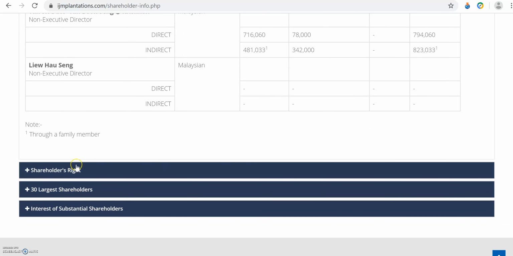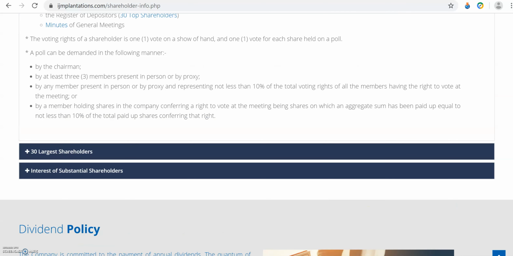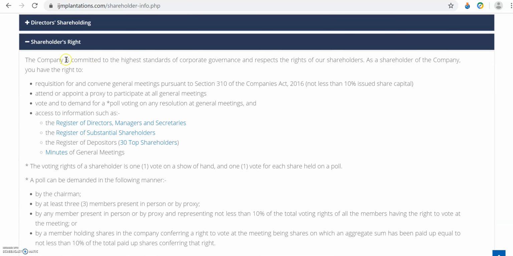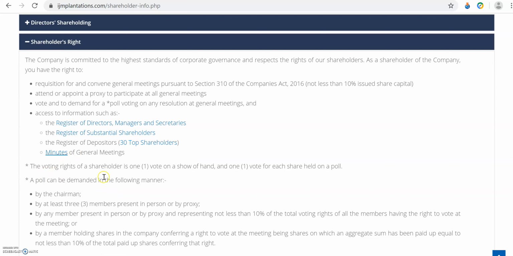Okay, and what are the shareholders' rights? Now this we know, these are all ordinary shareholders. So what are their rights? The company is committed to the highest standard of corporate governance and respects the rights of our shareholders. As a shareholder of the company, you have the right to requisition for and convene a general meeting, attend, appoint proxy, vote, and access the register of directors, substantial shareholders, and minutes. Voting, and then a poll can be demanded by the chairman, or at least 3 members present. So these are the requirements for the poll.